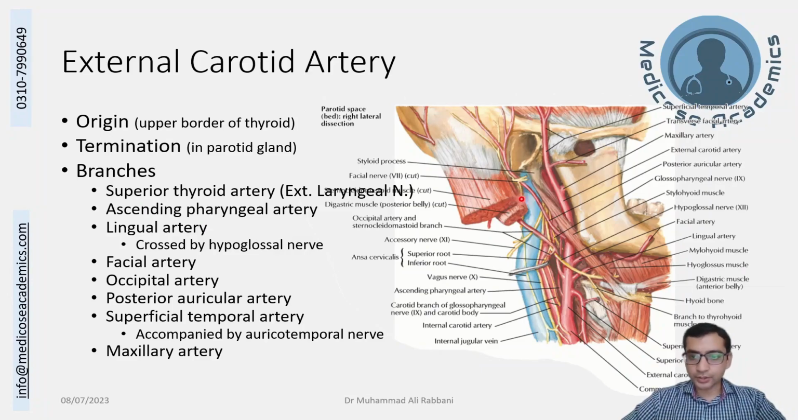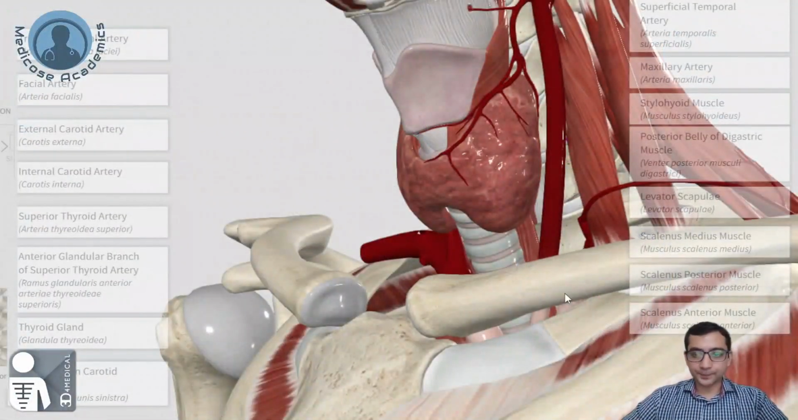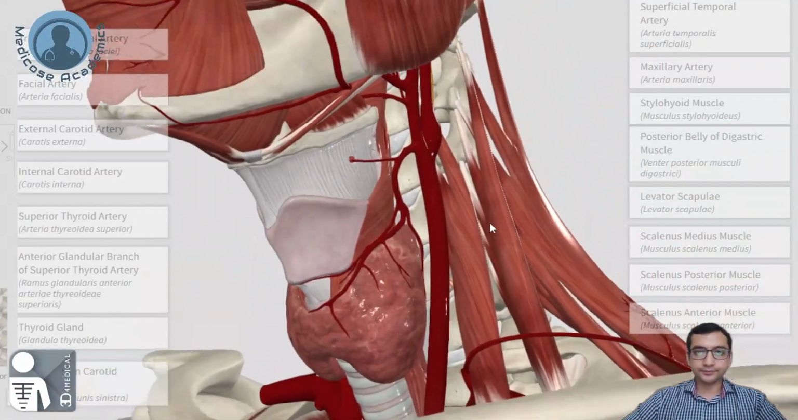Let's talk about its origin and termination. First, origin, root, and termination. Then we'll go to the branches. Origin. Let me go back to the model again. So, okay. Let's follow here.